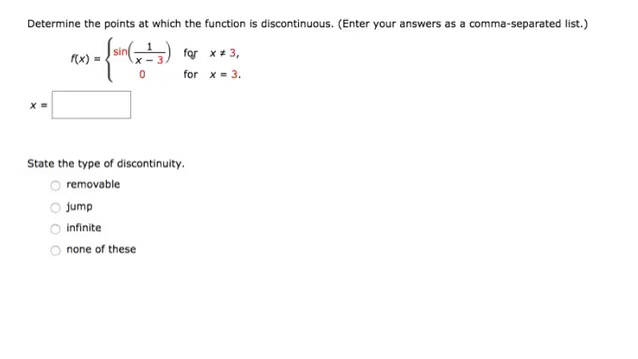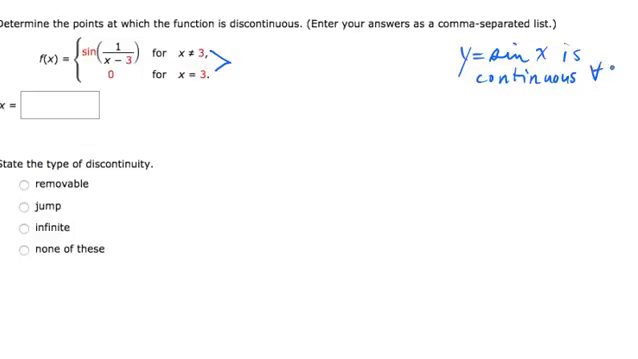For two reasons, and that's because the function is defined differently at x equals 3 than it is everywhere else, and it's defined everywhere else other than 3 by y equals sine of 1 over x minus 3. Now just normal sine of x, y equals plain old sine of x, that is continuous everywhere. So that one is continuous for all x.